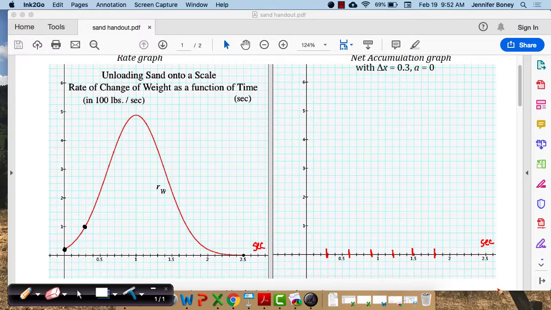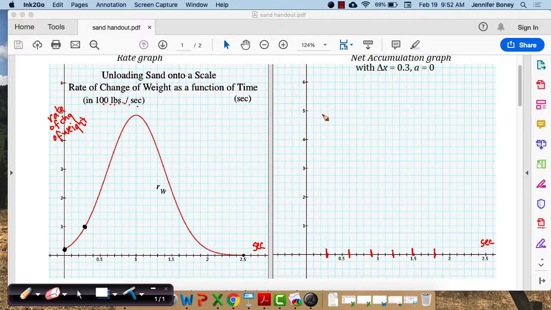So the vertical axes, though, the dependent axes, are not representing the same thing. If I'm looking at a rate graph, it says right here, it's the rate of change of the weight as a function of time in seconds. So this is in hundreds of pounds per second. So this is my rate of change, now it's kind of written right there, of my weight in hundreds of pounds per second.